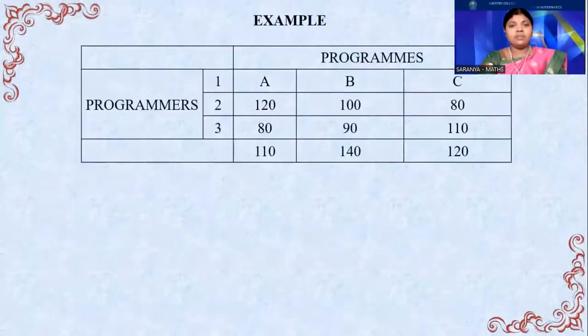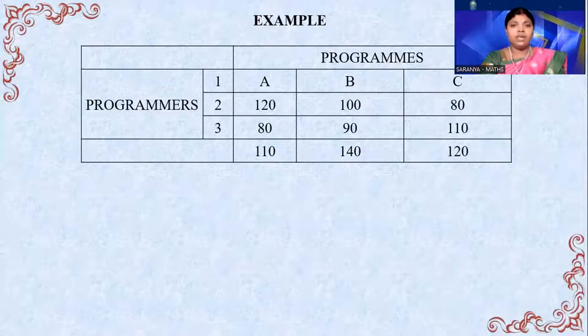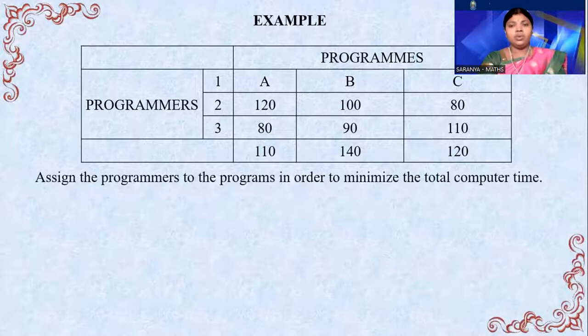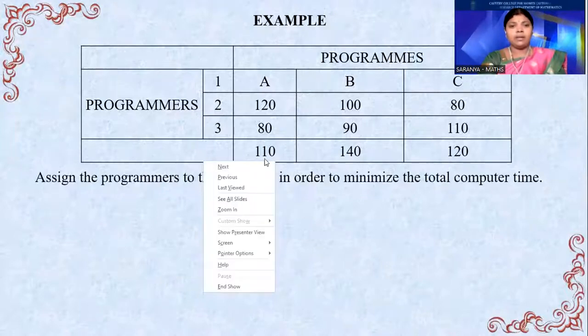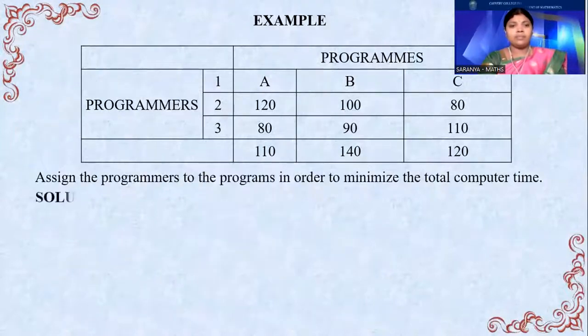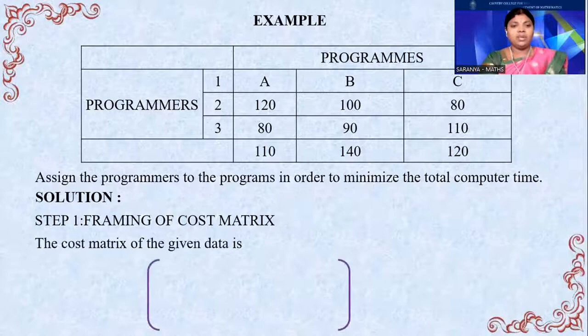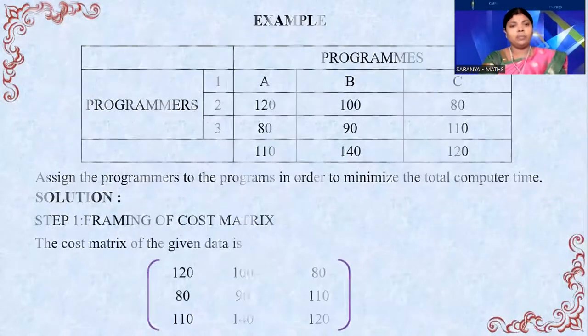Now, the above discussed procedure is illustrated with an example. Here, the objective of the problem is to assign the programmers 1, 2, and 3 to the programs A, B, and C in order to minimize the total computer time. So, as in the procedure, we first frame the cost matrix. Next, from the cost matrix, we move on to row operation.